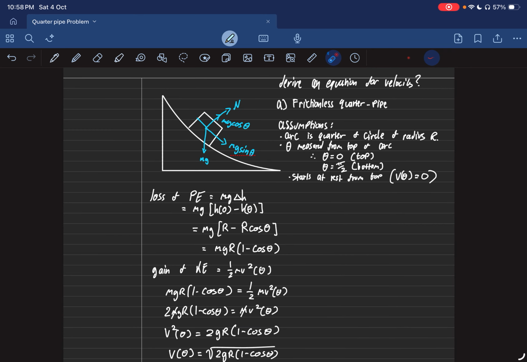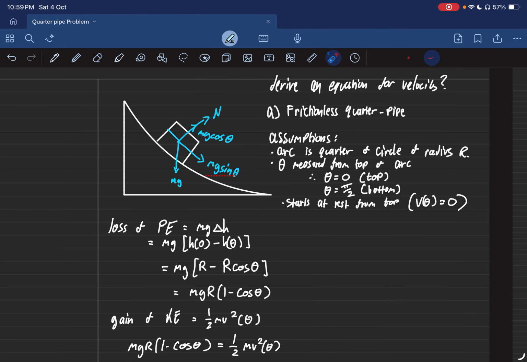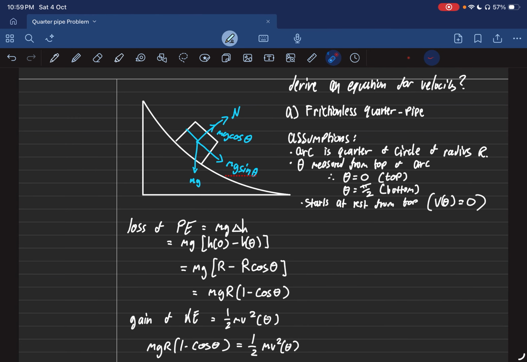Literally just little components. First, I'll walk you through my assumptions because they're the basis of this whole derivation, and the assumptions are essentially the same on both. For a frictionless quarter pipe, the arc is a quarter of a circle of radius r, and we're going to measure theta from the top of the arc. So the top of the arc is theta equals 0, and theta equals pi over 2 at the end because you're only going a quarter of the circle.